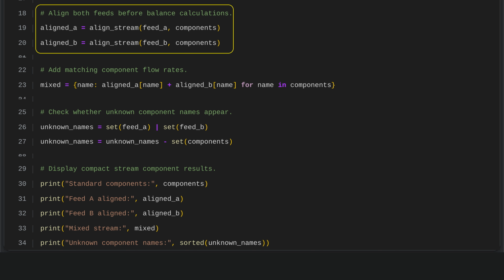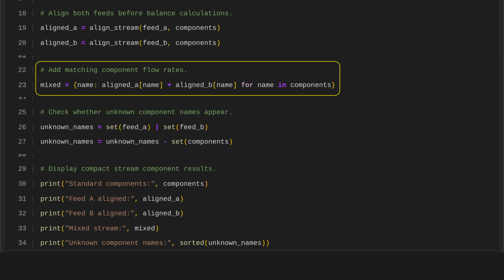Each feed is aligned to the same standard component list by matching every component to its flow rate and using 0 when a component is missing. This is done for both Feed A and Feed B, so they share a consistent representation. With both feeds standardized, balance calculations become easier and more accurate.